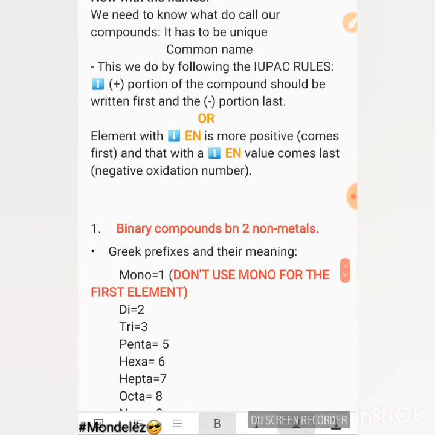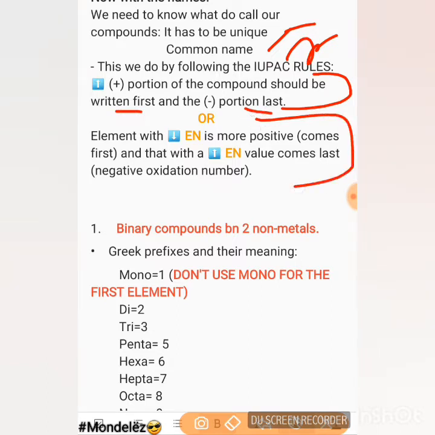Now with the names, we need to know what we call our names. The name has to be unique, or we can use a common name. How do we go about this? We do this by following the IUPAC rule. It states that the more positive portion should be written first, and the negative portion is written last. Or you can look at it this way: the element with less electronegativity is more positive, therefore it comes first, and the one with more electronegativity is negative, or has a negative oxidation number.